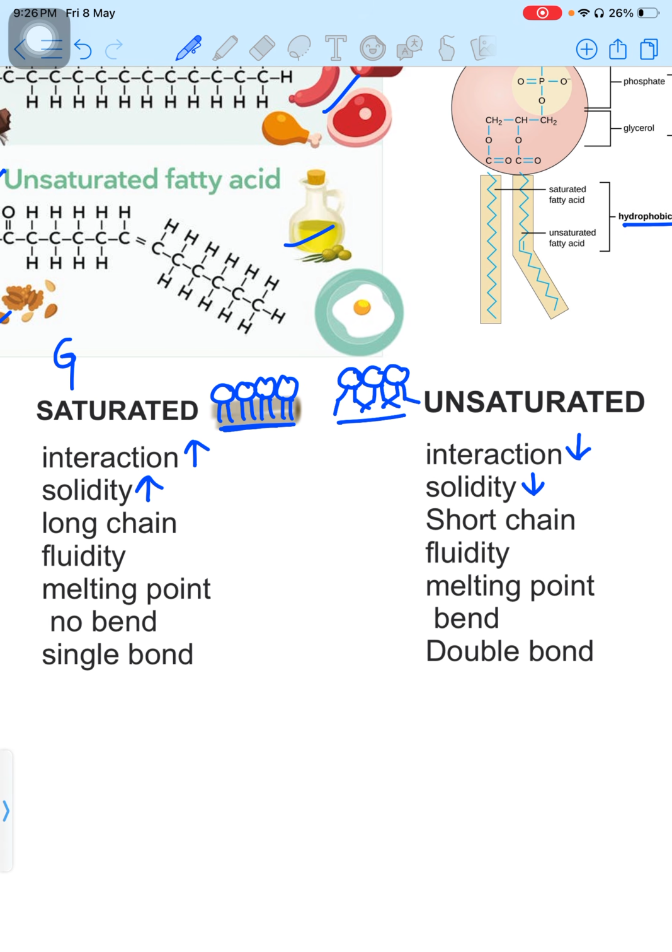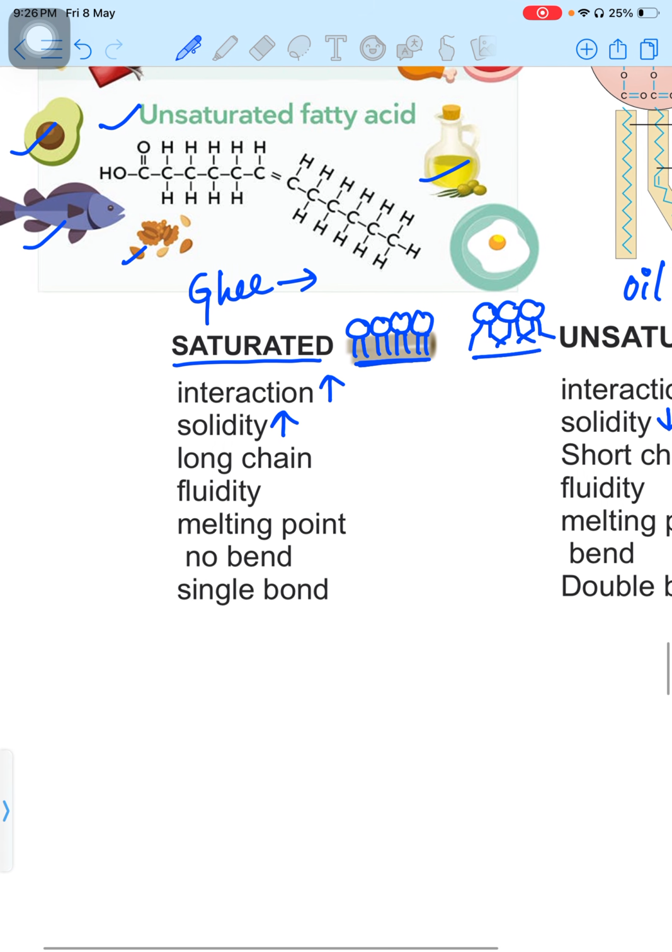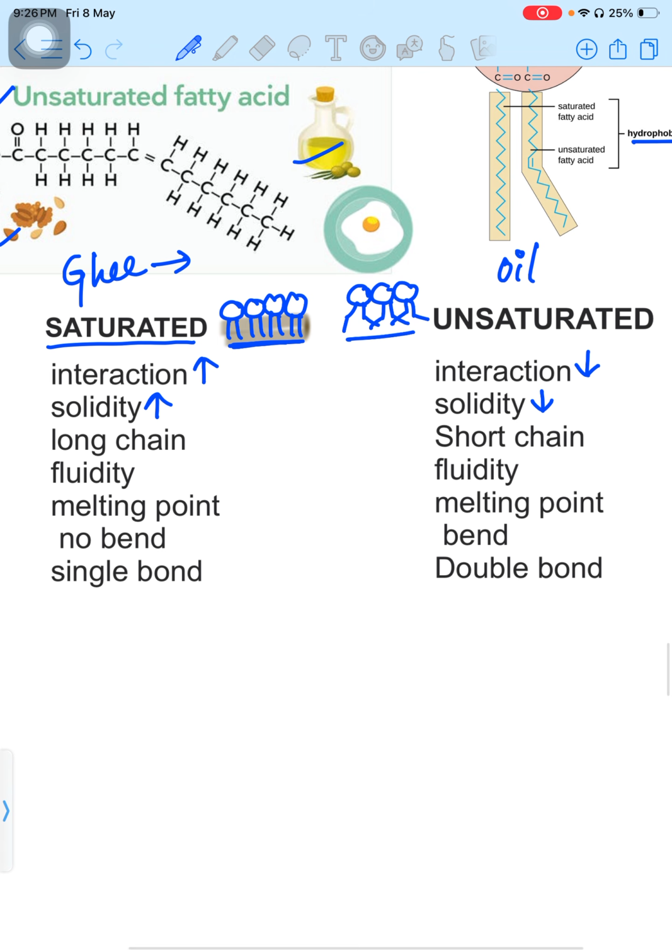And you can take the example of ghee. When you keep ghee at normal room temperature, what will happen? It will get solidified because it is a saturated fatty acid. And when you take normal oil, it is unsaturated, so solidification will not happen with the normal oil. And the long chain is present.